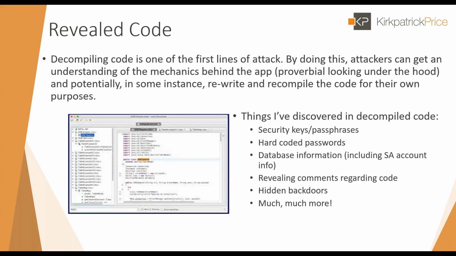One of my favorites for sure is the revealed code issue, and this is quite common and very hard to defend against. Decompiling code is actually one of the first lines of attack. It is definitely mine. Whenever I get an application, it's probably the first thing I do. And when attackers do this, it helps them to get an understanding of the mechanics behind the app, the proverbial looking under the hood. So potentially, in some instances, it could allow an attacker to actually rewrite and recompile that application's code for their own nefarious purposes.